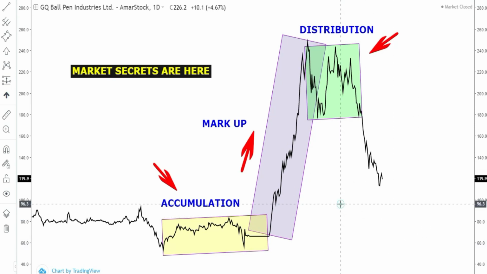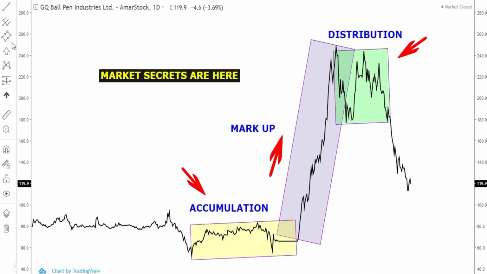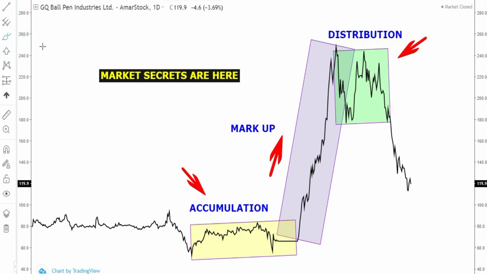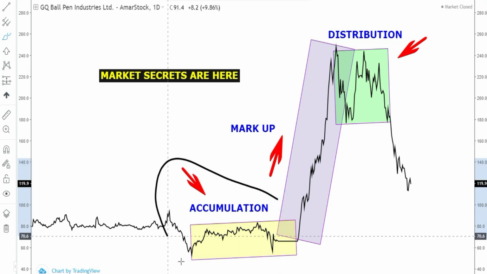The Wyckoff pattern is always happening 100% of the time and is observable on all time frames. Most traders lose money because they do not understand this method. When so many traders are losing their money, who is taking their money? Where is all that money going?